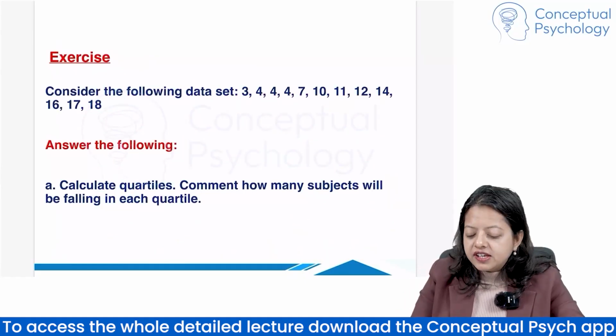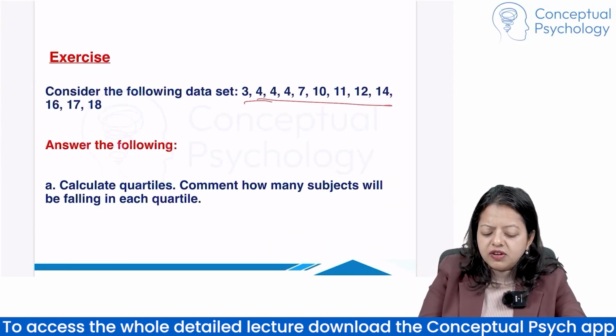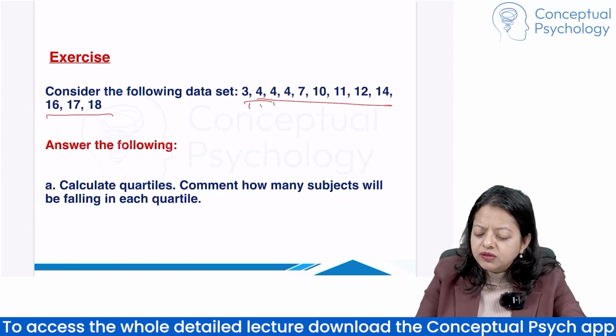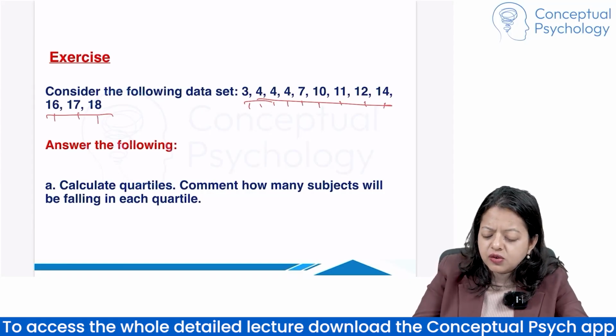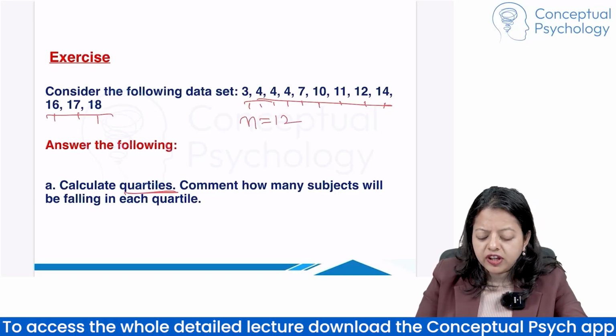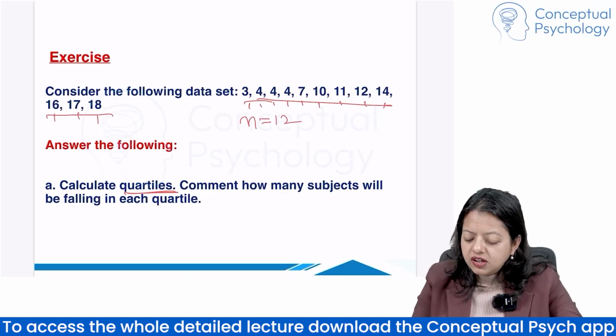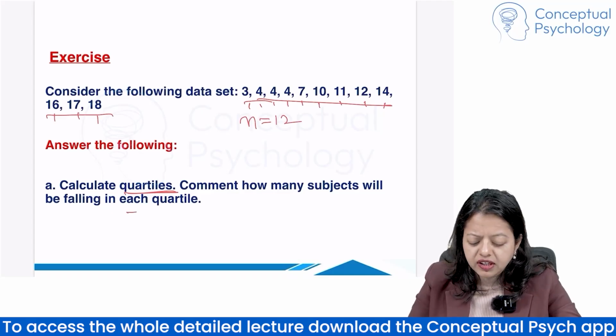Consider the following data set. Okay, this is the data set we have been given. 1, 2, 3, 4, 5, 6, 7, 8, 9, 10, 11, 12. So n is equal to 12. Calculate quartiles. You have to calculate the quartiles. Comment how many subjects will be falling in each quartile.